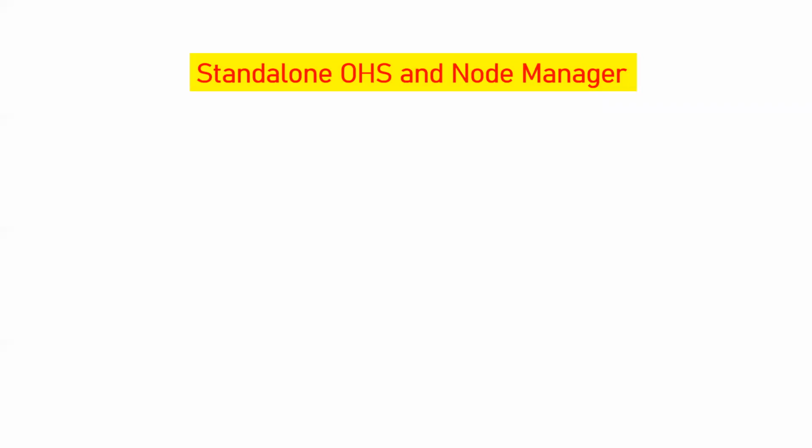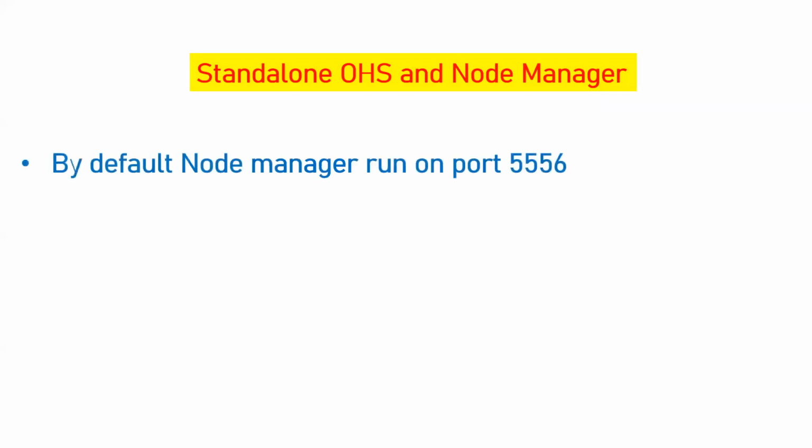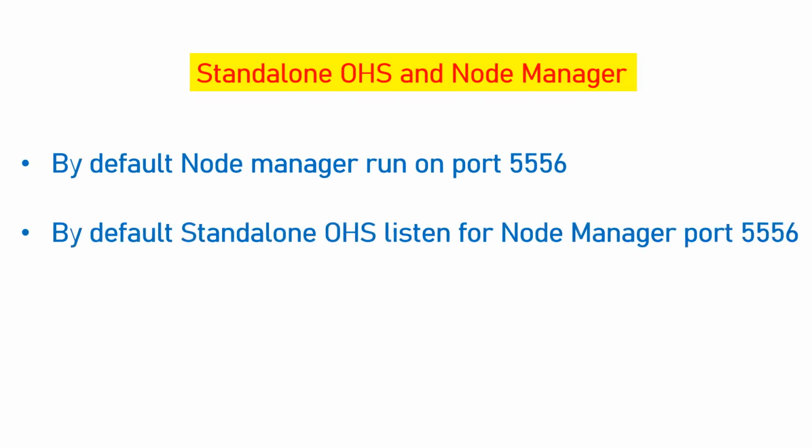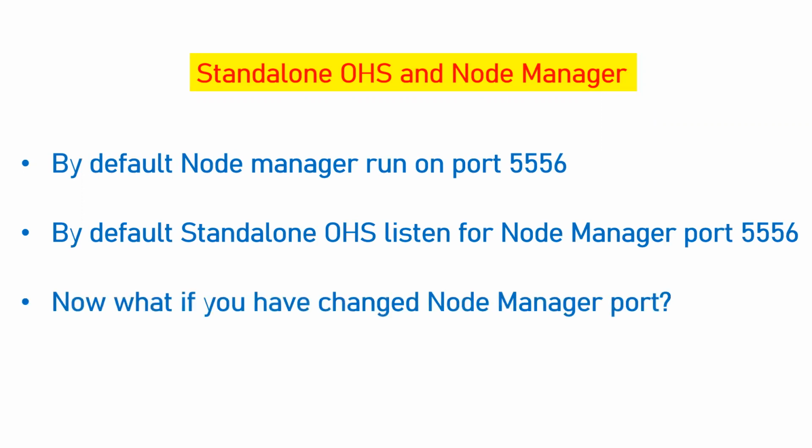Now, when we talk about standalone OHS and node manager, by default node manager runs on port 5556, and by default standalone OHS listens for node manager on port 5556. So every time you start or stop your OHS component, it will look for a node manager running on port 5556. Now what if we have changed the node manager port? How are we going to tell your OHS that you were listening on 5556, but now I have changed the port of node manager, so you have to listen on the new port?